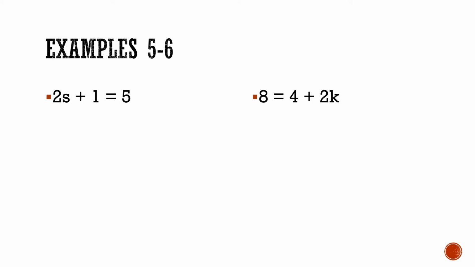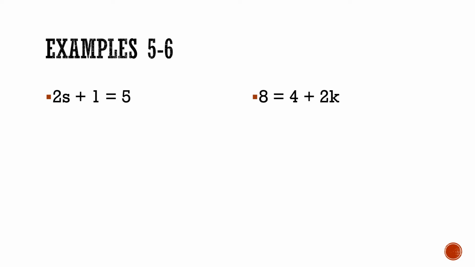Okay, now we're going to look at some two-step equations. One-step equations are called one-step equations because they only have one operation in there. And two-step equations are called two-step equations because there are two operations. So in this one, we've got 2s plus 1 equals 5. That is the same as 2 times s plus 1 equals 5.